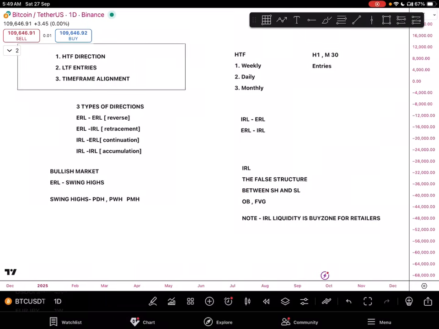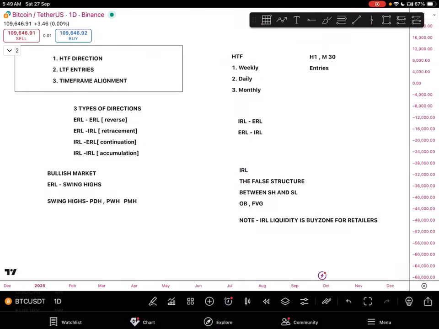So whenever the retailers think of a zone to buy, that is called internal range liquidity. There will be a support zone, an order block, an FVG, Fibonacci entries. Whatever zone people consider for a buy, that is called internal range liquidity. It needs to be in between the swing highs and swing lows. So these are internal range liquidities in a bullish market.